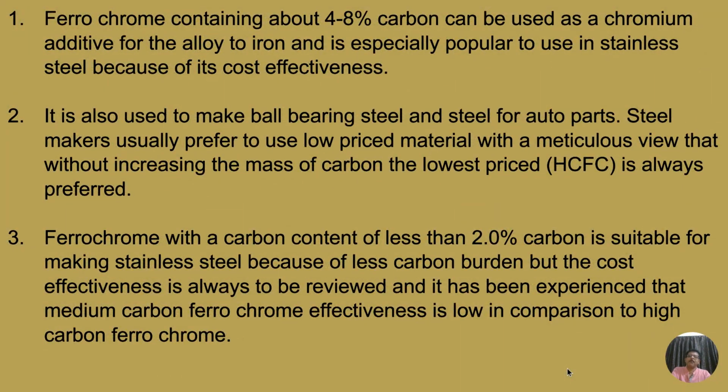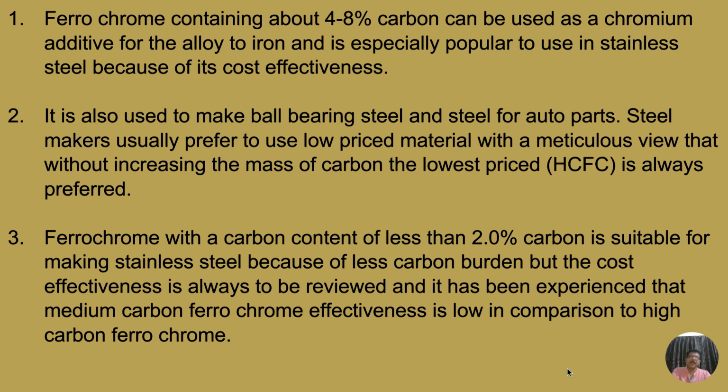Ferrochrome containing about 4 to 8% carbon can be used as a chromium additive for the alloy to iron and is especially popular to use in stainless steel because of its cost effectiveness. It is also used to make ball bearing steel and steel for auto parts. Steel makers usually prefer to use low priced material, with a meticulous view that without increasing the mass of carbon, the lowest priced high carbon ferrochrome is also preferred.